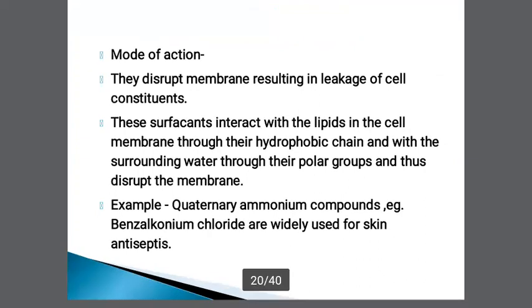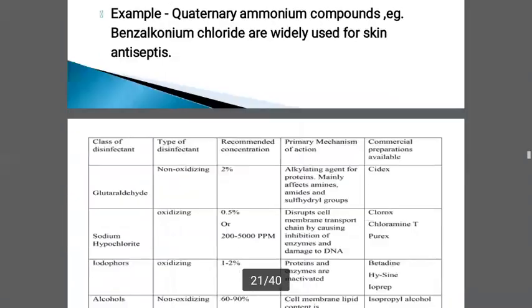Mode of action of surface active agents: they disrupt the membrane, resulting in a leakage of cell constituents. These surfactants interact with the lipids in the cell membrane through their hydrophobic chain and with the surrounding water through their polar groups, and thus disrupt the membrane. Examples are quaternary ammonium compounds, for example benzalkonium chloride, which are widely used for skin antiseptics.